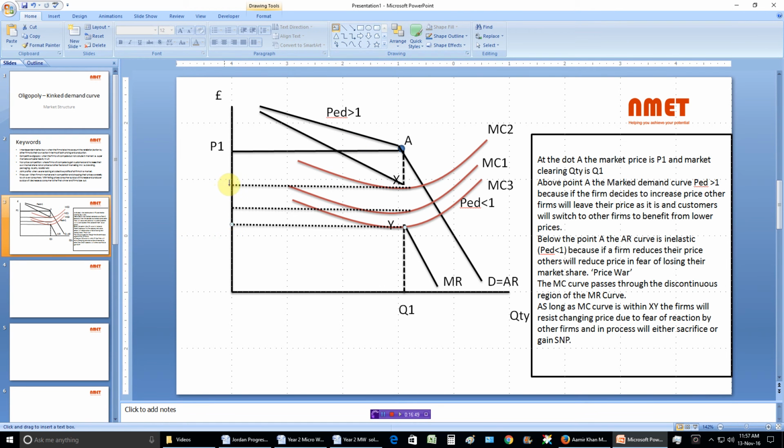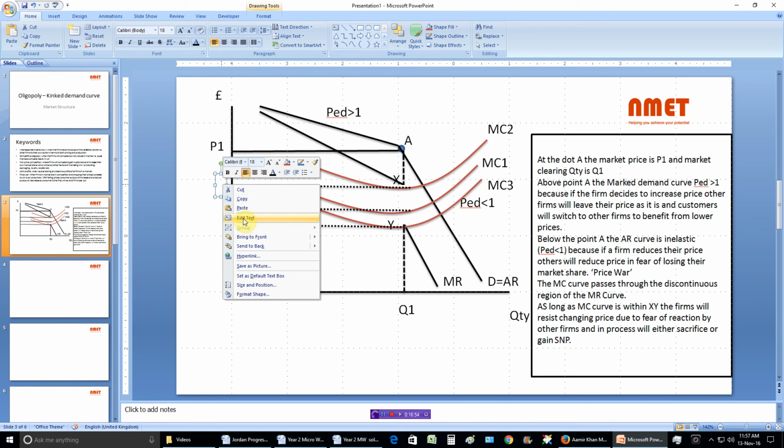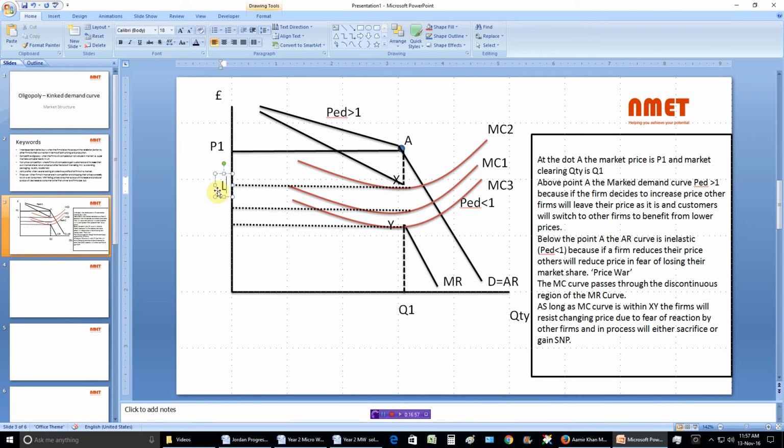And I could label this as, let's say, L. So all I'm saying over here is, as long as the marginal cost curve is inside the discontinuous region, the firms will not change their price. This is also known as price stickiness.